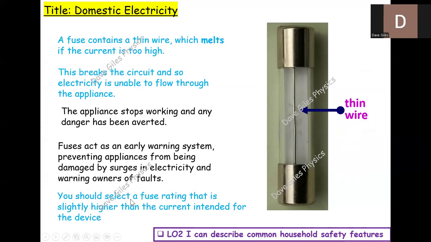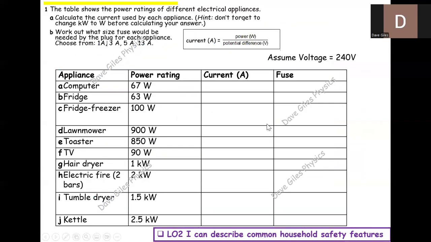So you shouldn't use something that's lower, because that means at normal use it will actually blow, so the wire will melt. So you have to use something that's slightly higher, but you don't want it to be too high, otherwise it's not much use. You can get a surge and it won't melt.